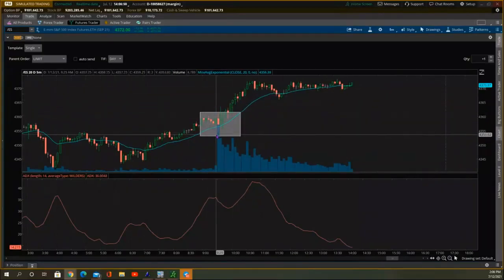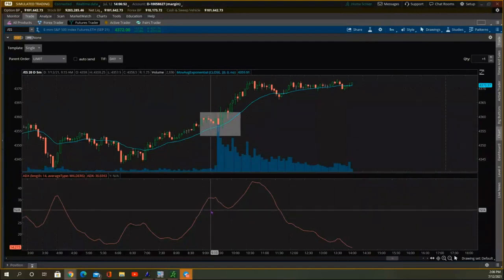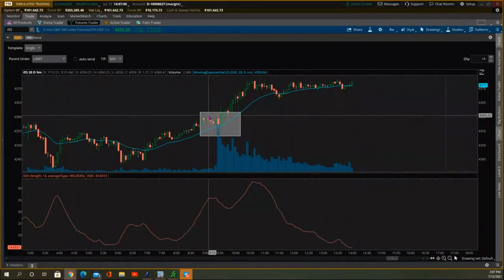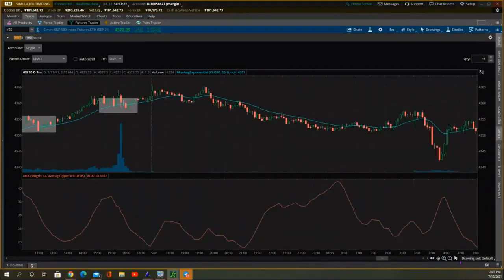So let me review that again. The ADX has to be above 30. Price has to touch the 20 EMA. You enter on the previous bar high, and you want to get out at the previous swing, which would be here. This is not a lot, but a lot of times this is further above this. And your stop is right here at this bar. So that's the setup.